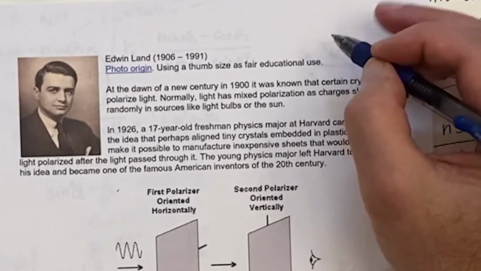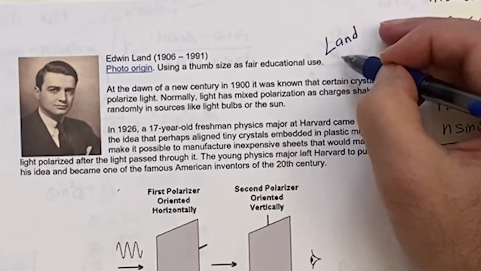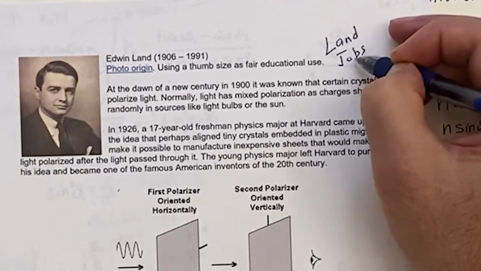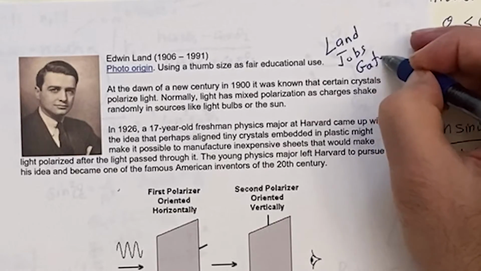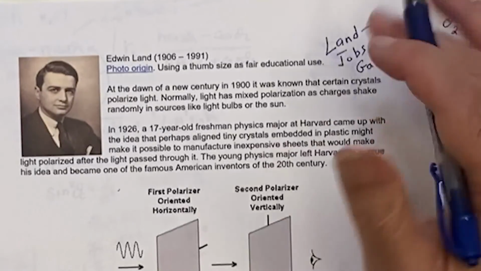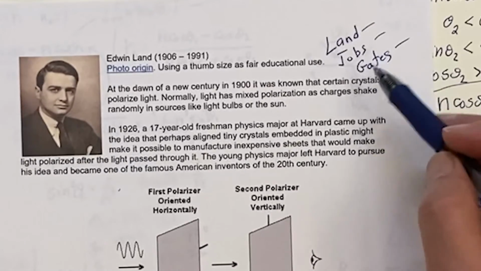And here, these 3 great inventors and developers. You've got Jobs, and Jobs, by the way, looked up to Land. Land was his hero. And you have Gates, Bill Gates, Microsoft. And all three dropped out of college. So I'm not suggesting you drop out of college, but the three of them did drop out.